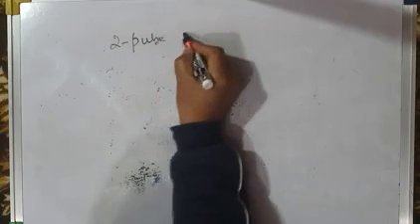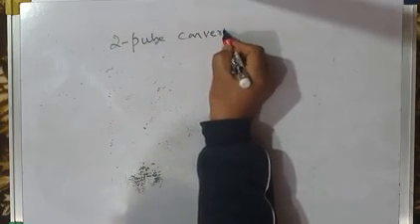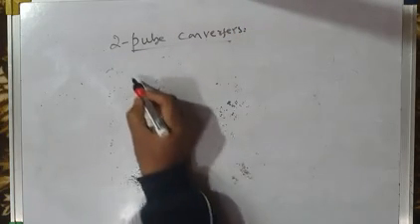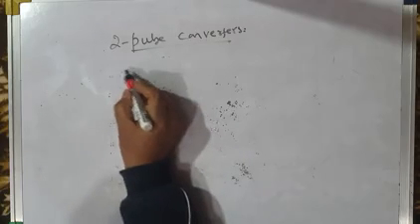Another type of converter is the two pulse converter. Now let us study single phase two pulse converters feeding a DC motor drive. Among the two pulse converters, you may have this type of converter.